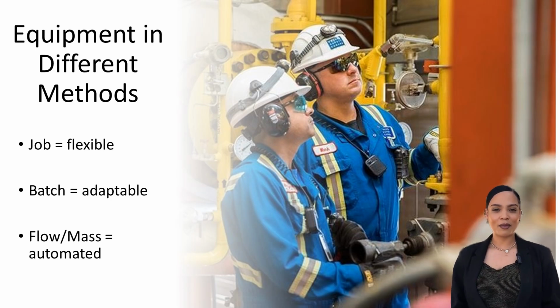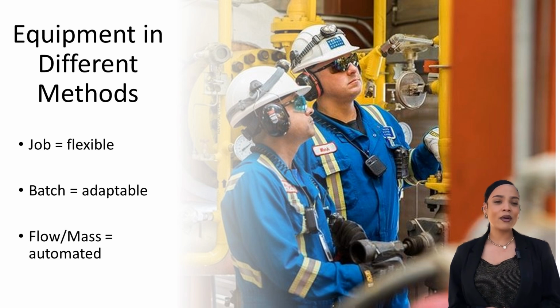Equipment choices depend on production method. Job uses flexible equipment. Batch uses adaptable setups. Flow and mass use automated systems with conveyors, PLCs, and monitoring devices. Now, activity: learners are to list equipment they use and match it to the production method.